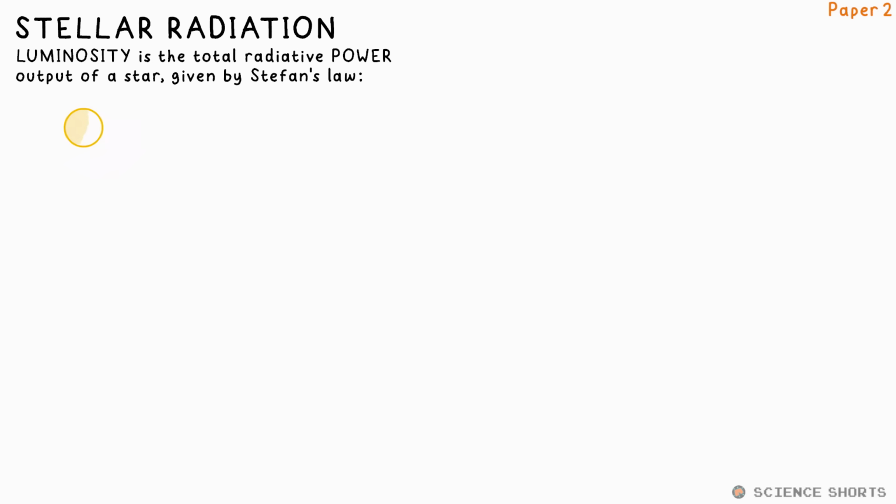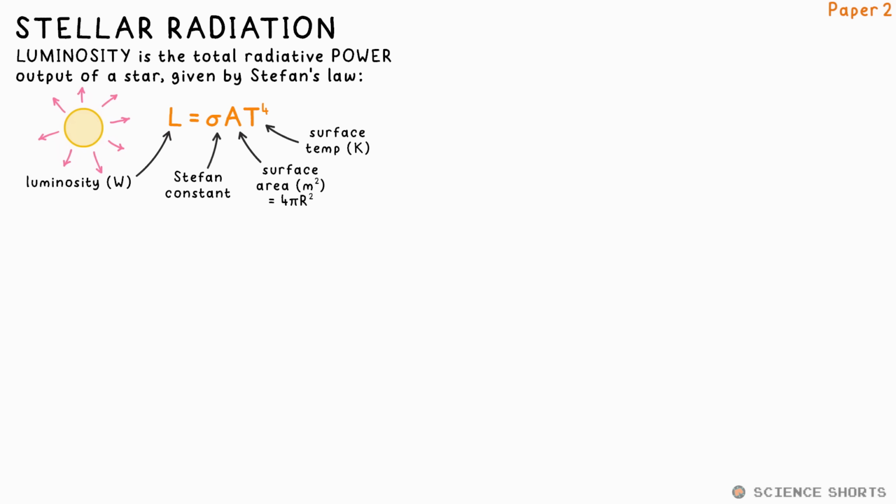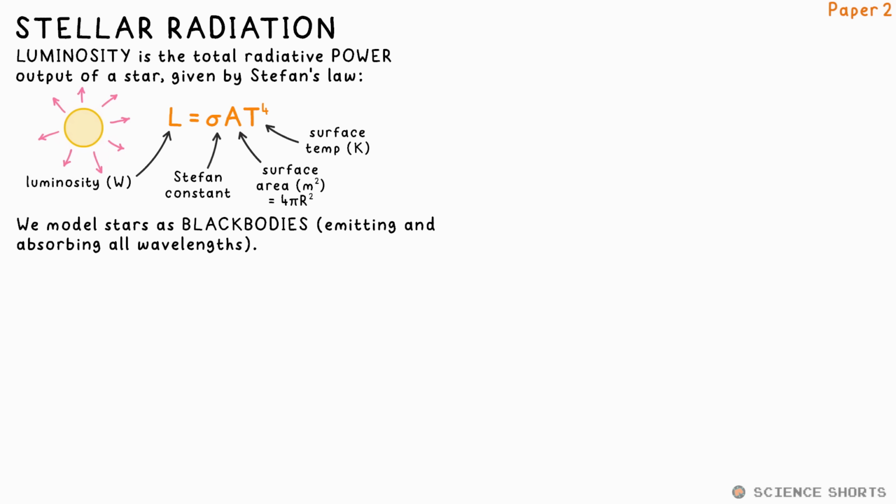Luminosity of a star is just the term we give to its total power output in watts. It's given by Stefan's law. L in watts, or power in watts, equals the Stefan constant times the area of the star, so 4 pi r squared, times its surface temperature in Kelvin to the power of 4. For the sake of physics, we can treat stars as perfect black bodies. We assume that they emit and absorb all wavelengths of light equally.